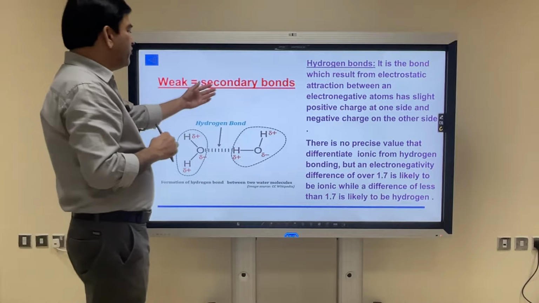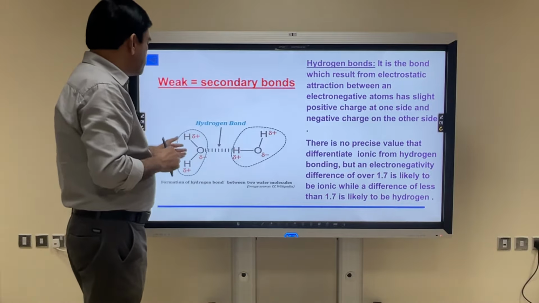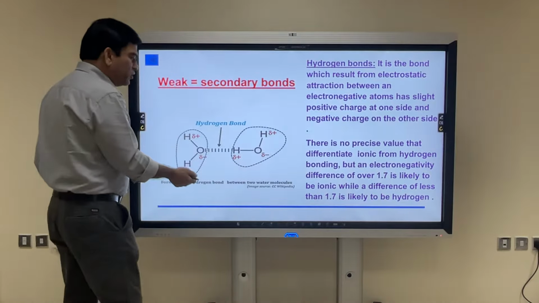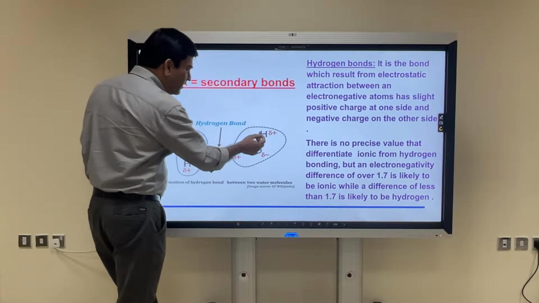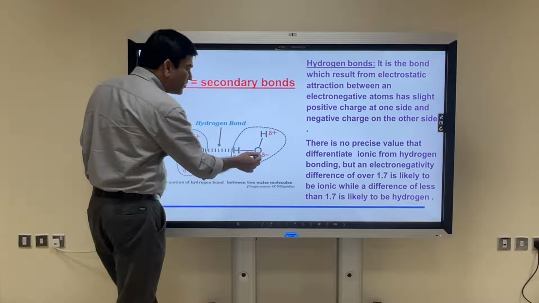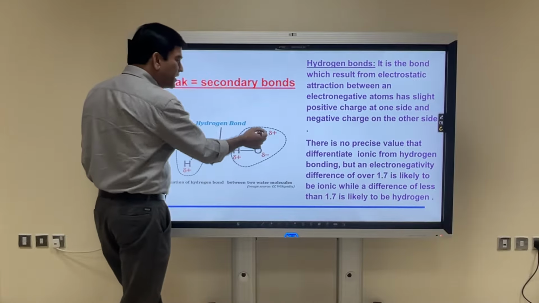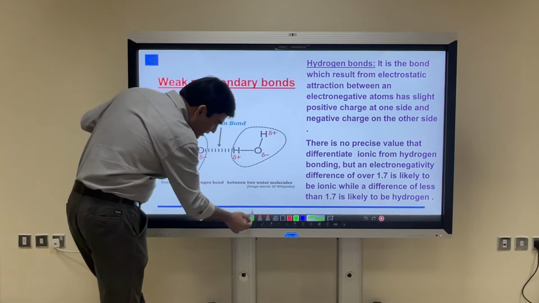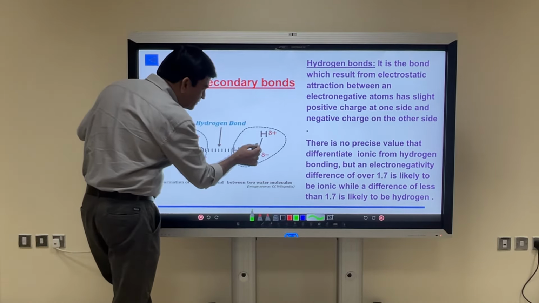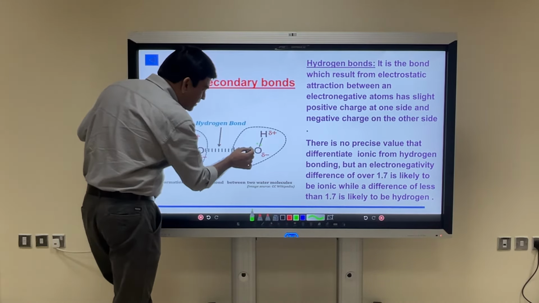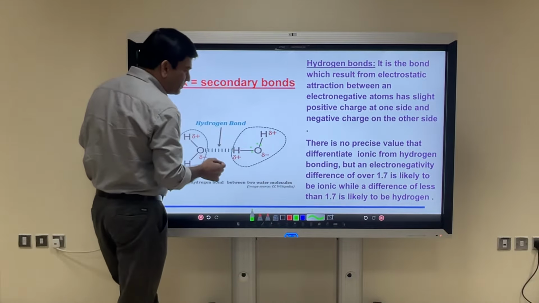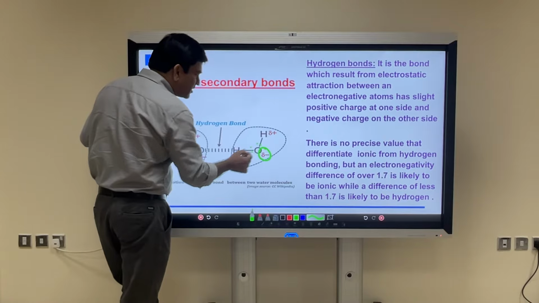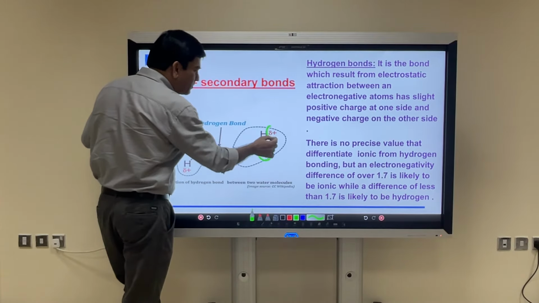Now we have the secondary bonds, for example hydrogen bonds, which take place between water molecules. I've explained this before. In the water molecule H2O, oxygen has more electronegativity as compared to H. So what happens? The electron pair comes near the oxygen atom. Now it develops a partial negative charge, and hydrogen develops a partial positive charge.